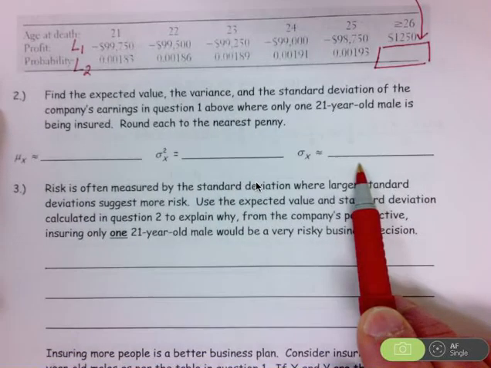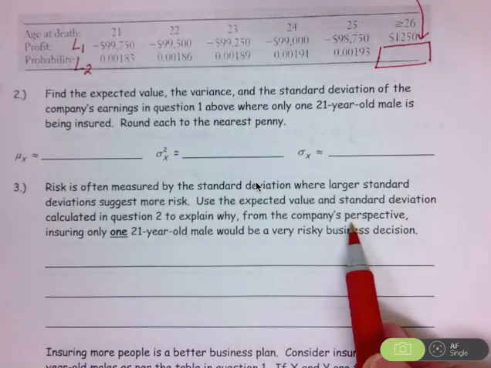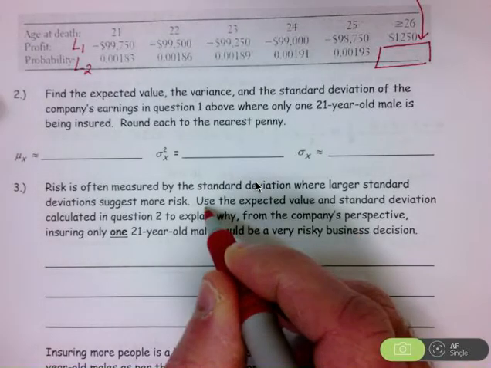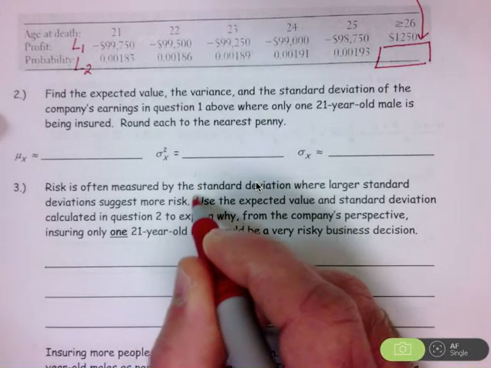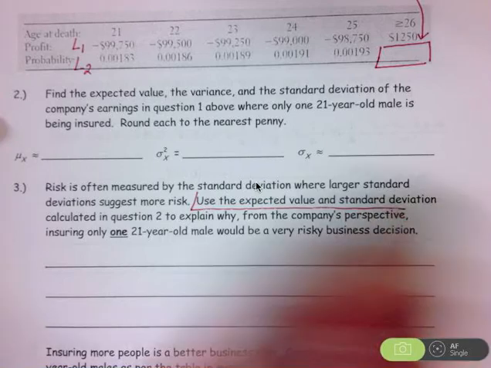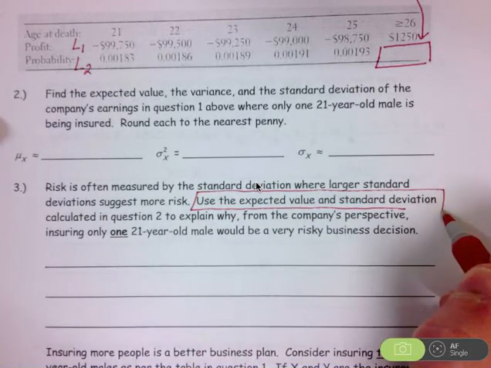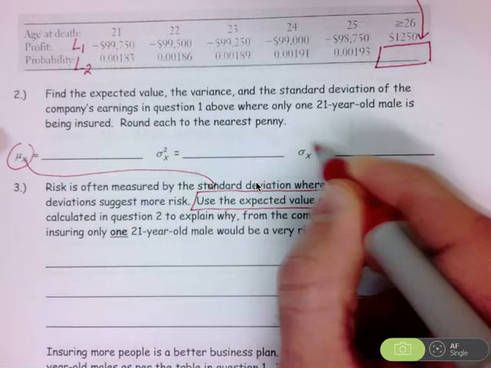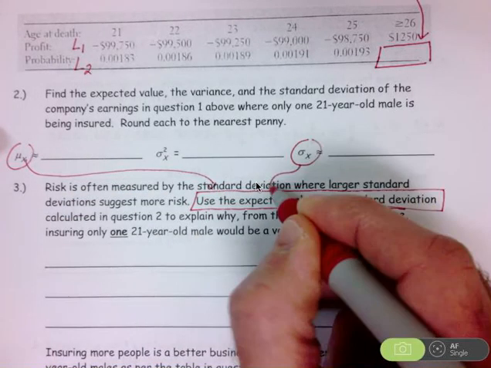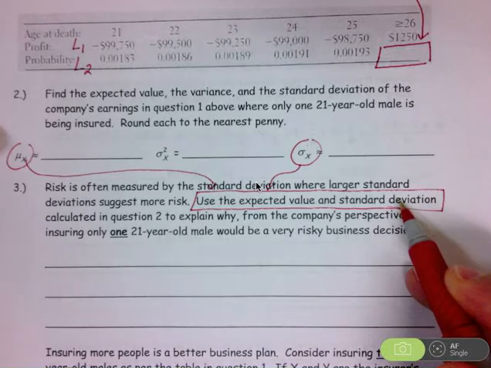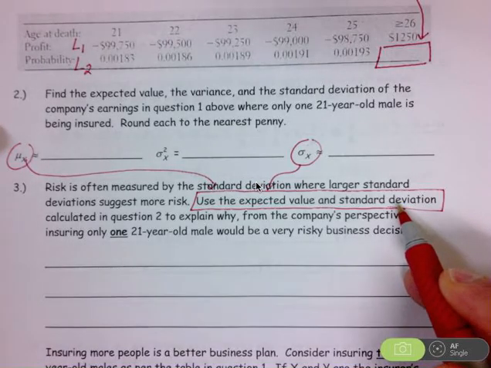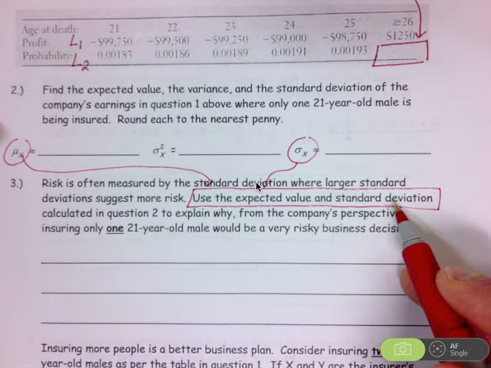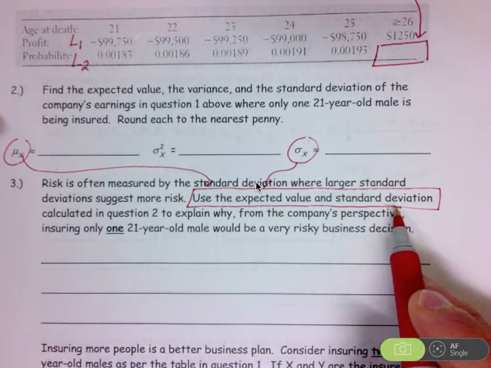So for question number 3, it's important to read this question, and the question asks you to use the expected value and the standard deviation. So you need to use the expected value that you calculated in number 2 along with the standard deviation in number 2 to explain why insuring just one 20-year-old male is a pretty risky idea. So you have to use the expected value and the standard deviation.